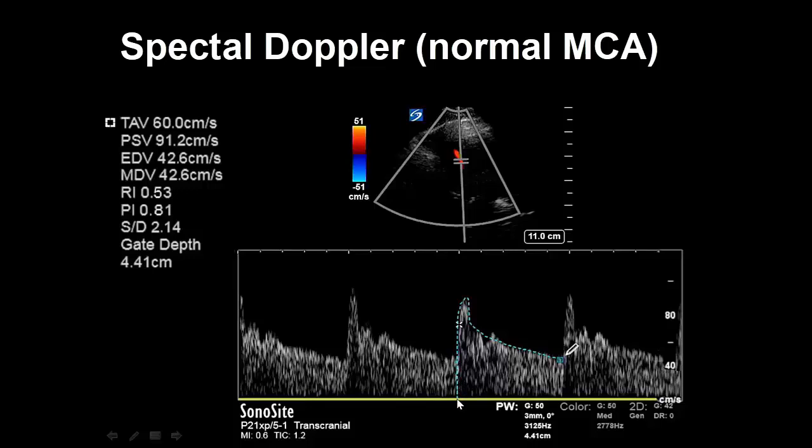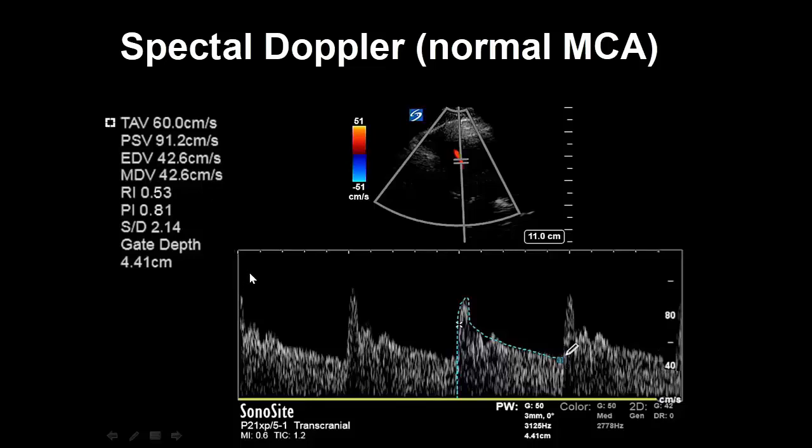It's important to note when tracing out your area under the curve, otherwise known as the velocity time integral, that you need to go from the beginning of systole all the way up to the peak systolic velocity and ending at the end of diastole at the end diastolic velocity. Remember to click here, and then immediately a line will be drawn down to the baseline. Do not draw down to the baseline yourself during the trace, as your end diastolic velocity will be set to 0 and not at the proper end diastolic velocity.